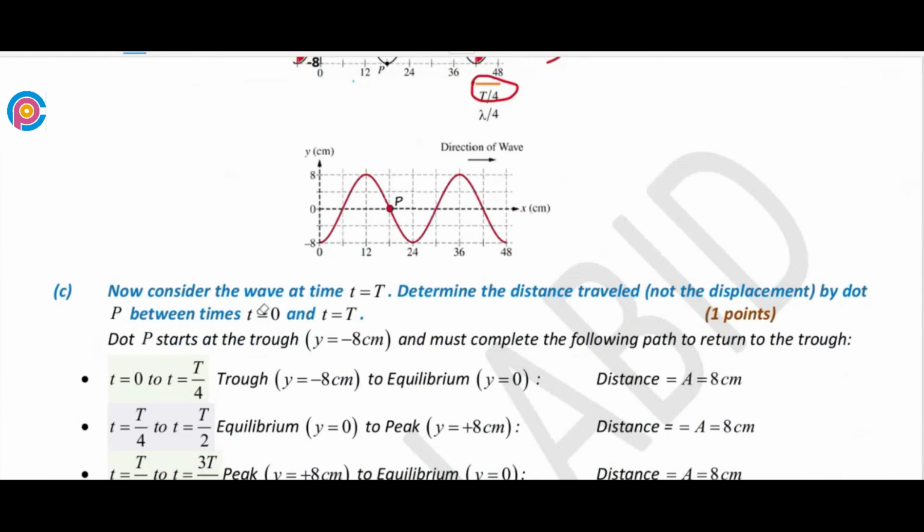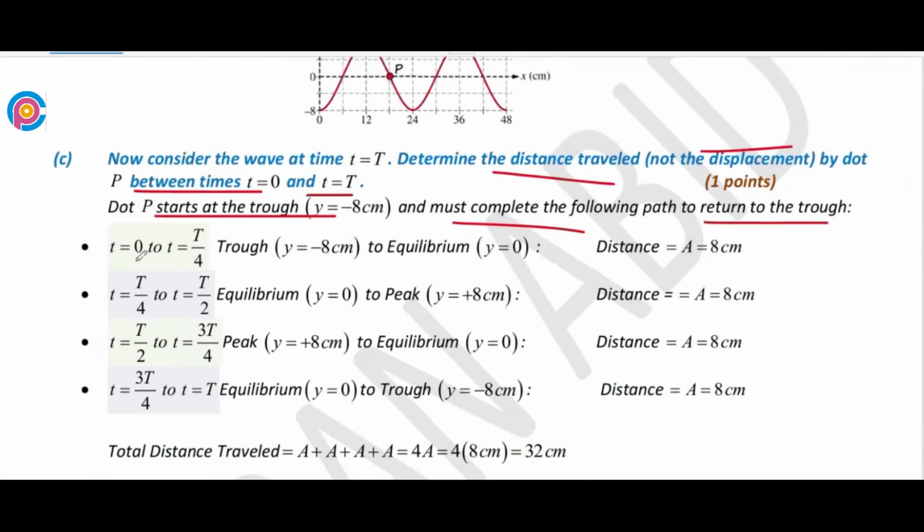Now, part C. Consider the wave at t = 0. Determine the distance traveled by the dot P from time t = 0 to t = T. The total distance traveled is asked, not the displacement. The dot starts at the trough, where displacement is minus 8 centimeters from the figure, and now we have to complete the path to return to the same point. At t = T/4, it goes from the trough, y = minus 8, to the equilibrium. So the total distance is 8 centimeters.